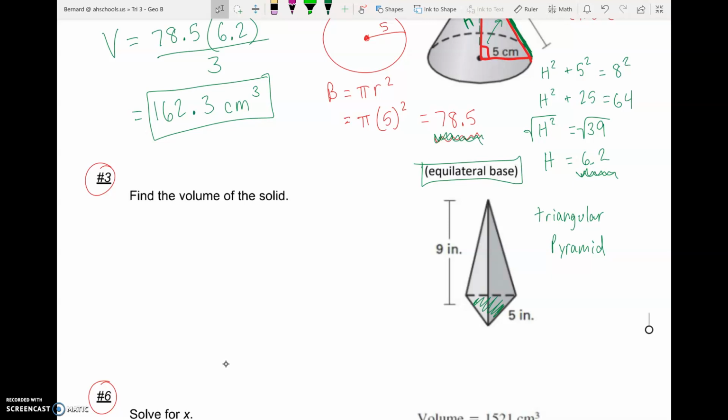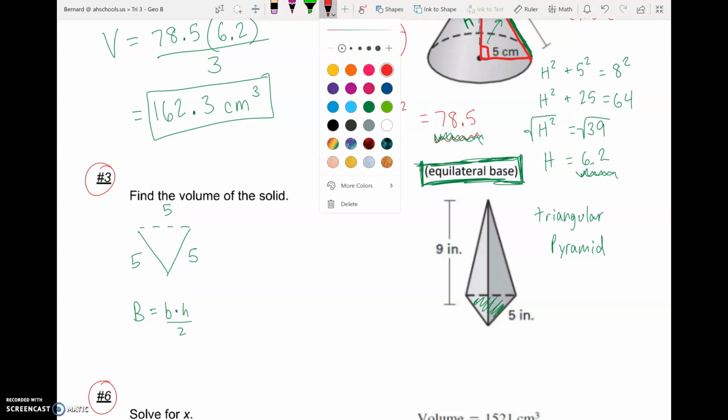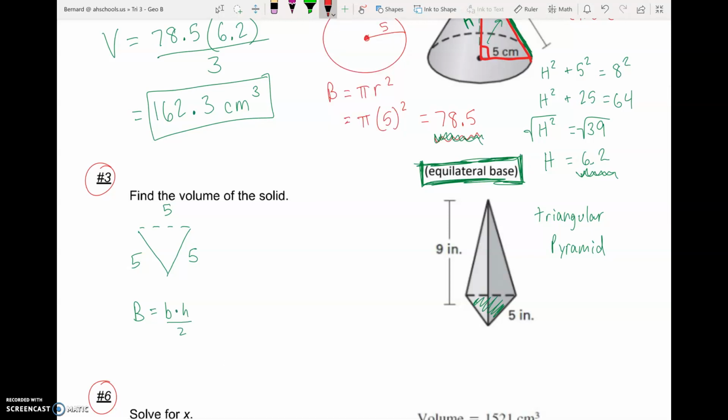So I'm going to draw the triangle, kind of how you see it. We know this side's 5. Now this is where the equilateral base comes into play. Equilateral means all 3 sides are the same. So if one side's 5, this side's 5, and that side's 5. Now, remember we need to find the area of this base. The area of a triangle is base times height divided by 2. So one of those 5s can be considered our base. That's great, but what's the height of this triangle?